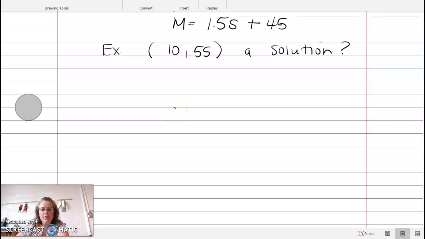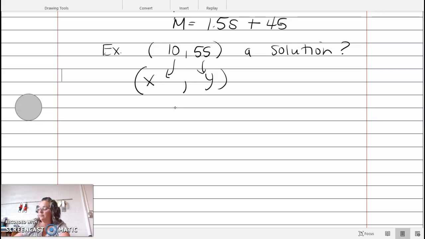Okay, so we left here trying to figure out if (10, 55) is a solution. Well, first of all, we have to look at this point and see what it is telling you. The 10 here is in the X position, and then the 55 is in the Y. We always write our points in XY form.